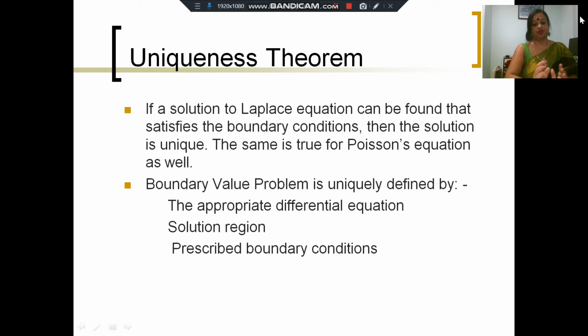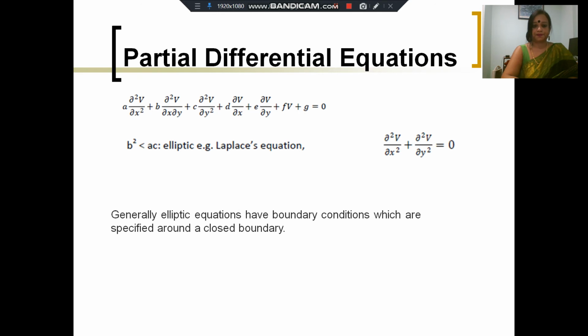So I have to choose the appropriate differential equation. Whether I have to choose Laplace's or Poisson's depends upon the presence or absence of volume charge density. I have to figure out which is the solution region in which I want to plot my electrostatic field or potential, and to obtain a unique solution, I also need the prescribed boundary conditions.